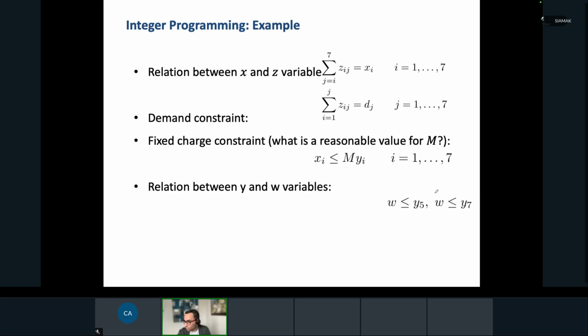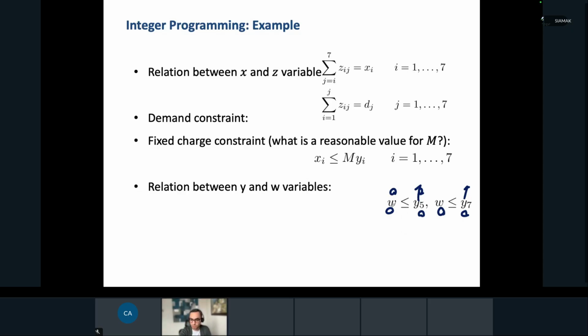I also make sure that when y5 is equal to 0, W is equal to 0. Still, I don't ensure that when y7 and y5, both of them are equal to 1, W can't still be equal to 0, right? When y7 is equal to 0, W is forced to become equal to 0. When y5 is equal to 0, then W is forced to become equal to 0 again. But when both of them, or one of them, is equal to 1, you can see that W is not forced to become equal to 1.